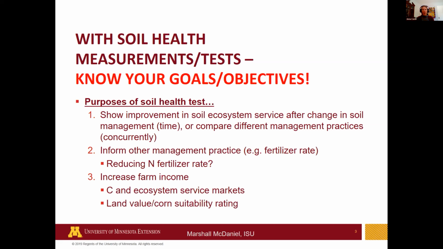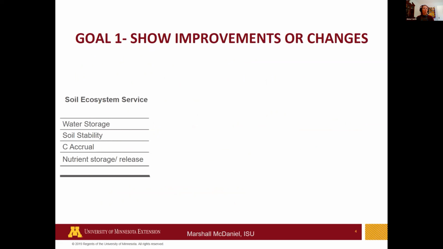And then the last one, which is really out there in the future, I would say, is increasing the farm income by providing proof that you have increased your soil carbon or increased an ecosystem service and selling that to a market. And the other piece of that in the long term is whether you can show that your land management has improved the land and therefore your land value should be higher. That's another really interesting long-term proposition. At this point, I would say that's most likely to come to pass if yields increase with your soil health tests. So I'm going to talk mostly about the first function and a little bit about the other two.